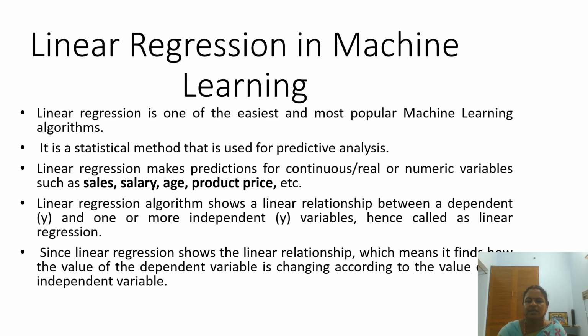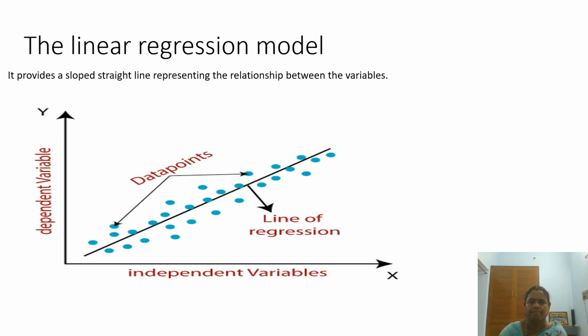So here we need to find how the value of the dependent variable is changing according to the value of the independent variable. The model can be depicted as shown in the figure. It has been given in a two-dimensional graph, where the x-axis denotes the independent variable and the y-axis denotes the dependent variable, and the line of regression is plotted along with the data points. This figure provides a sloped straight line representing the relationship between the dependent variable and the independent variable.